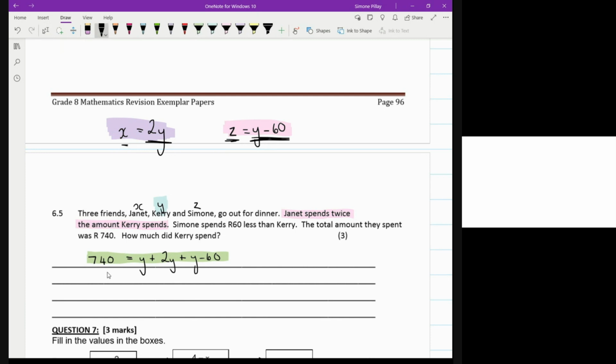I'm now just simplifying this equation. y plus 2y is 3y, plus another y is 4y minus 60.